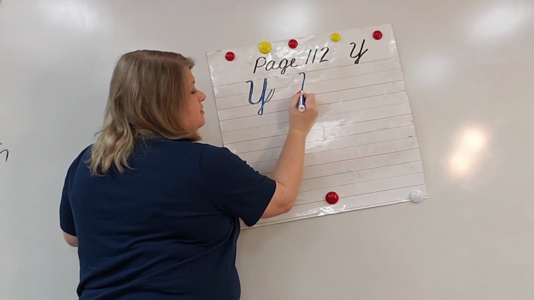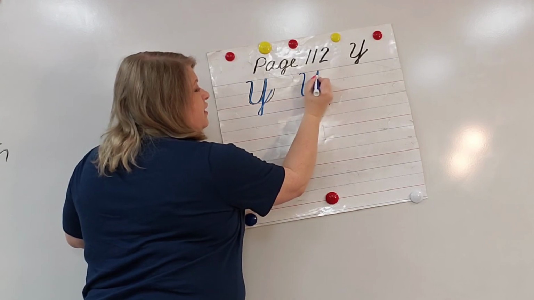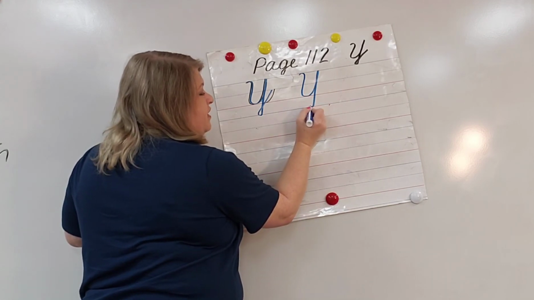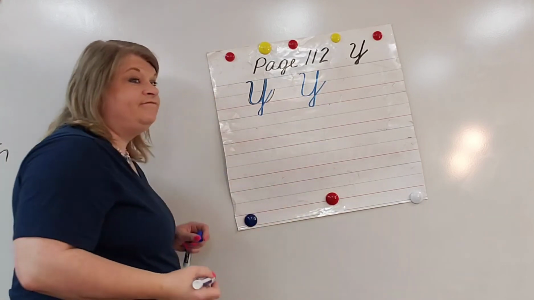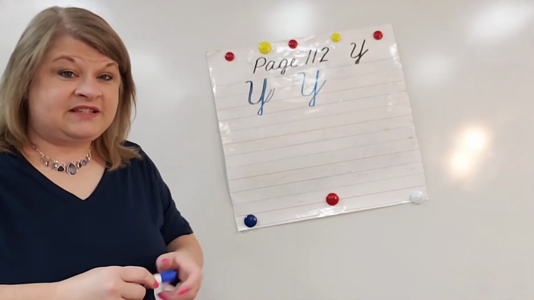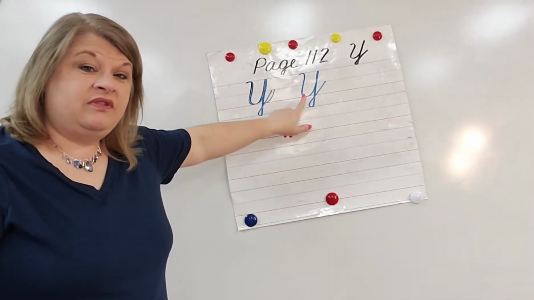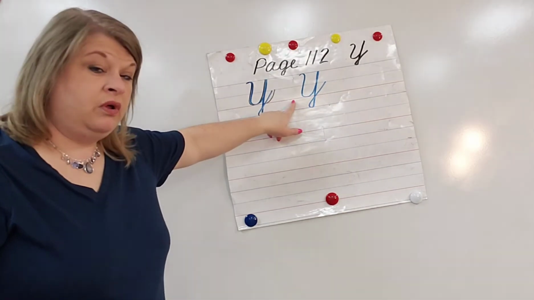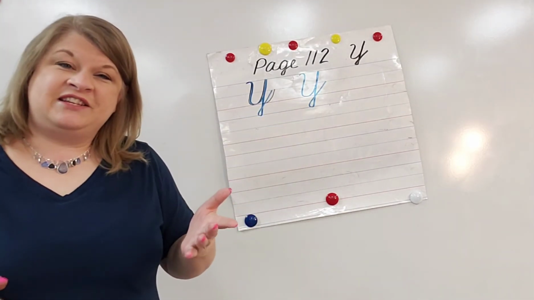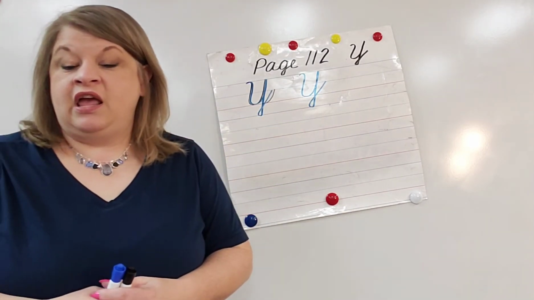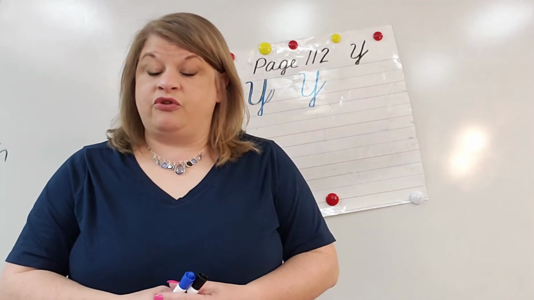Watch it again. Slant, undercurve, slant. We finish like a J. That's what the Y is. It's very similar to the capital U in cursive, but it is a little different. We put the tail on it. So what you're going to be doing is making 3 rows of that.